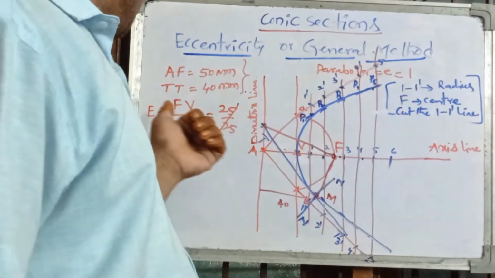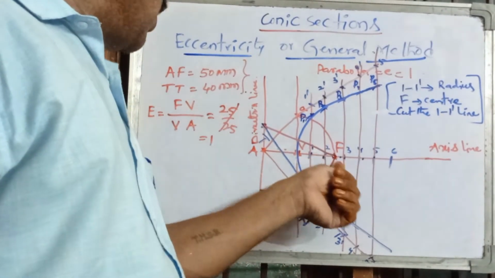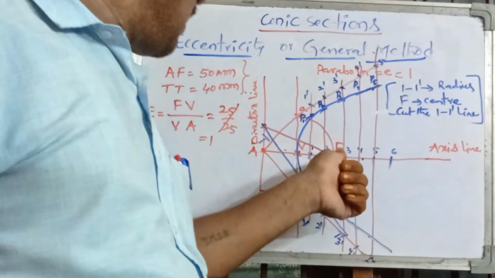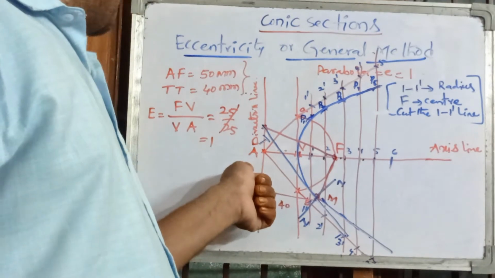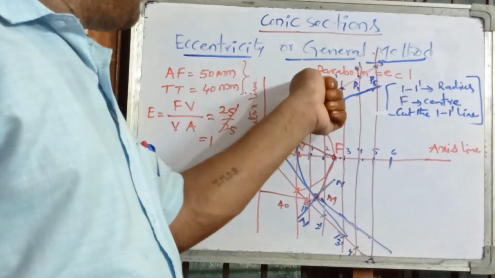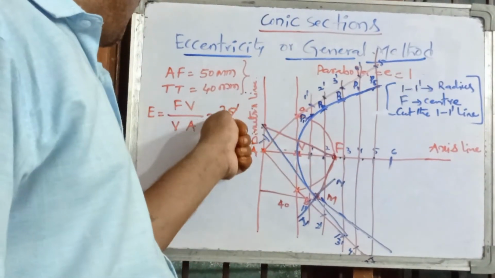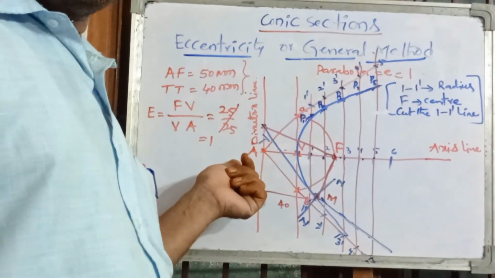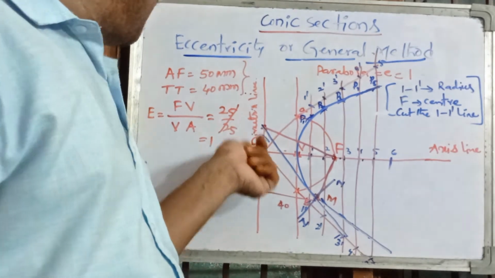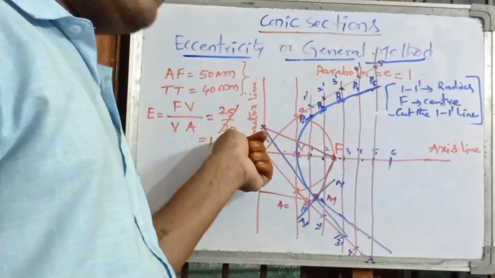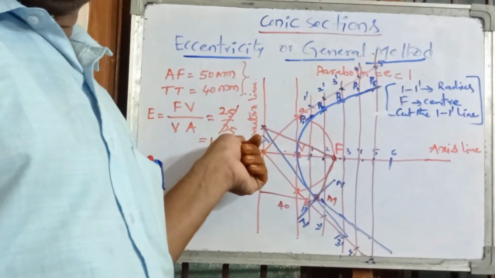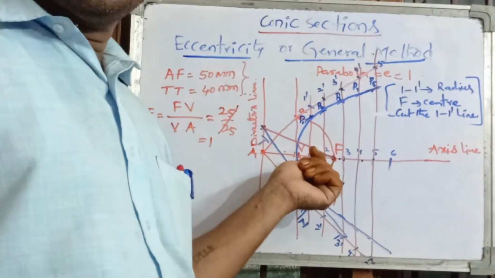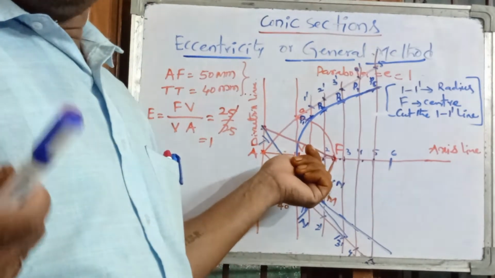Eccentricity is the ratio of focus to vertex divided by vertex to directrix, that is FV divided by VA. For a parabola the eccentricity is 1. How do you get 1? If you take the midpoint, you get 1 directly. So it is 25 divided by 25, because 50 is given. Suppose 100 is given, you take 50 divided by 50, so you will get 1. So you must take the center point. If you take the center point, automatically you will get a parabola.